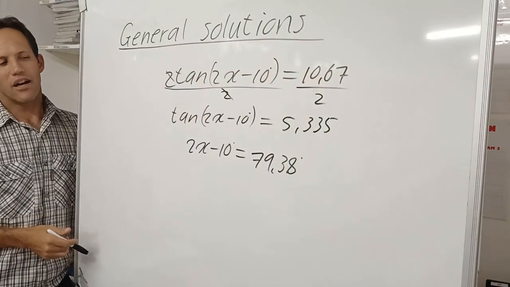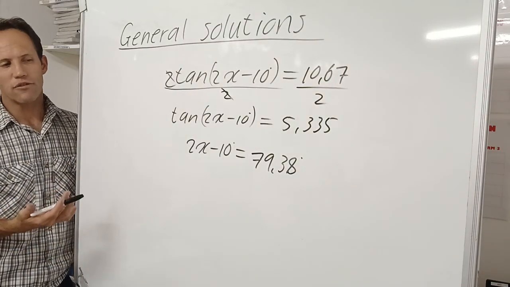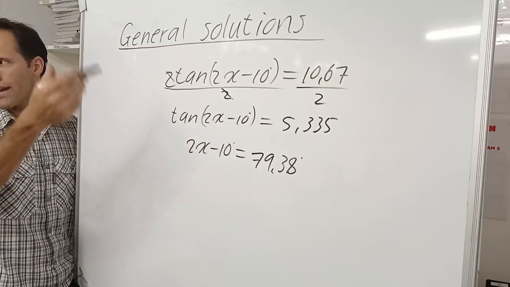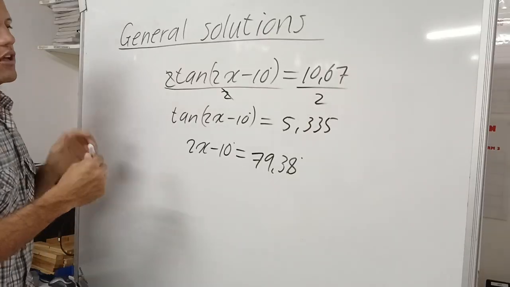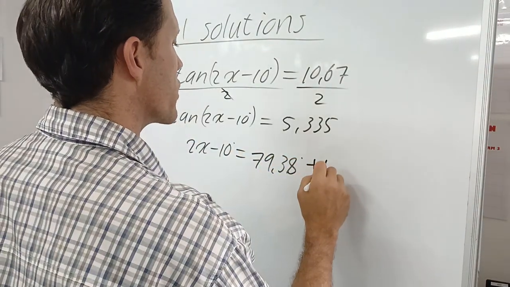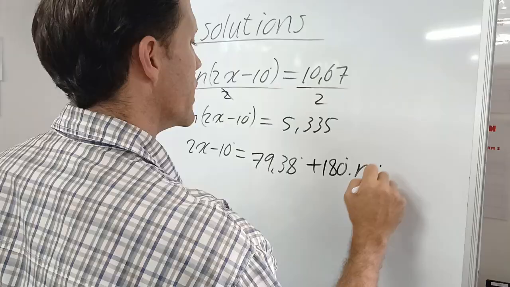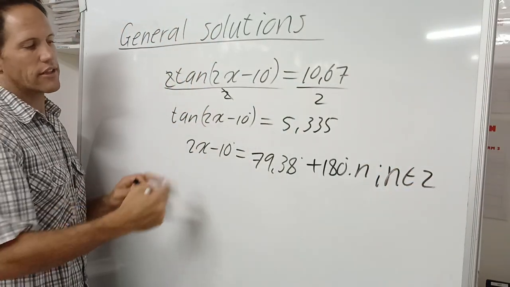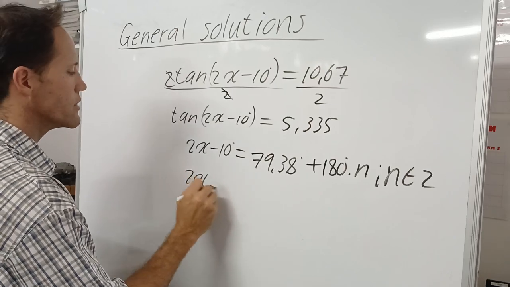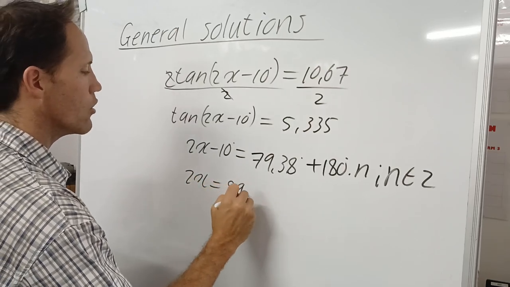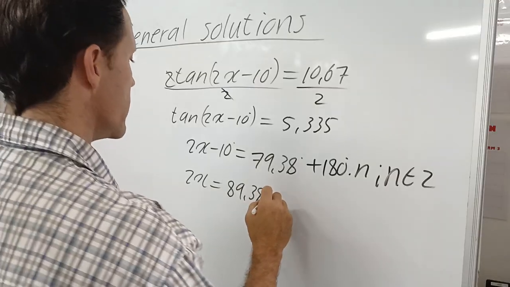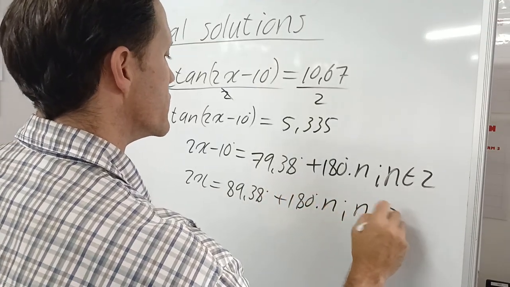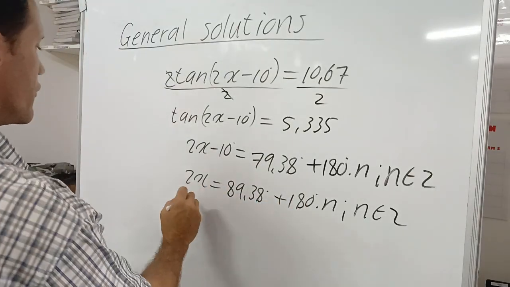Okay. But now, like I said, the difference between the tan graph and the cos and the sine graph is that the tan graph has a period of 180. It repeats after 180. So that means we're not going to say plus 360. We're going to say plus 180 times n, element of Z. And then we just simplify. Take the negative 10 over. So 2x is equal to 89,38 when you plus 10, plus 180 times n, element of Z.